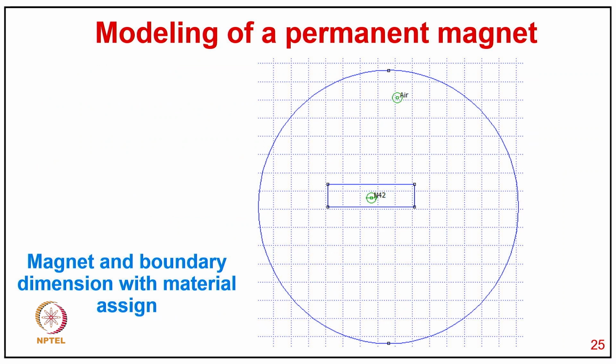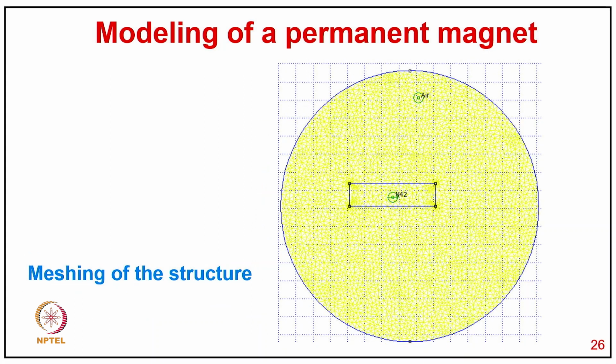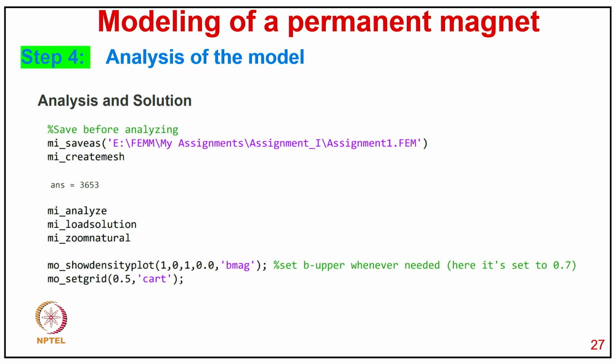And you can see the magnet and boundary dimensions with material assignment, how the diagram looks, and after that, the calculation and then the meshing of the structure, how it looks. So now coming to step 4, analysis of the model. The analysis and solution is saved before analyzing: mi_saveas in brackets, equal to FEMM plus my assignment, comma, assignment 1, and assignment.fem, and mi_createmesh.